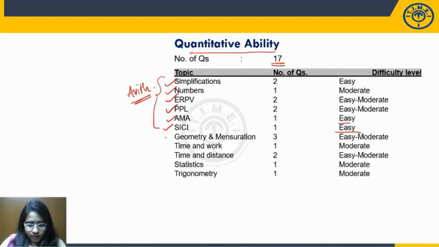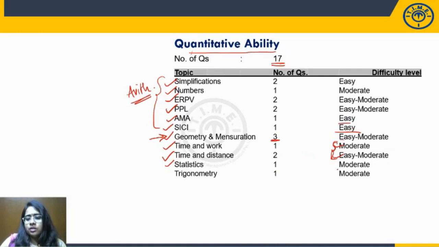Now next we see is the geometry and mensuration questions. There were 3 geometry and mensuration related questions which were also easy. So if you were good with formulas under the geometry and mensuration section, it was a good to do section. You also had 1 question from time and work and 2 questions from time and distance to do, which were more on the moderate and the easy to moderate side. So if you're good at these topics, this also would have been a doable section for you.